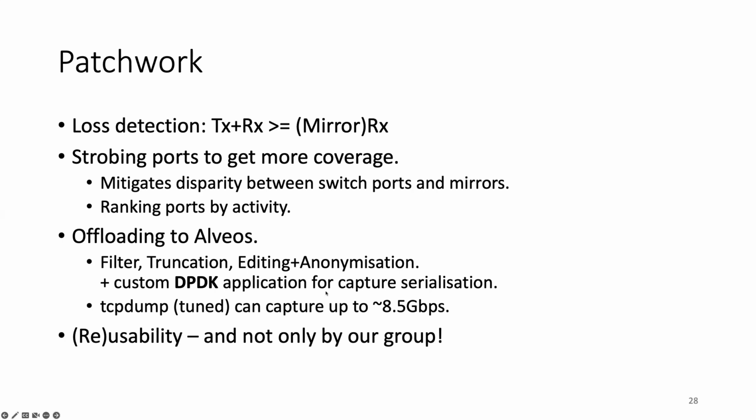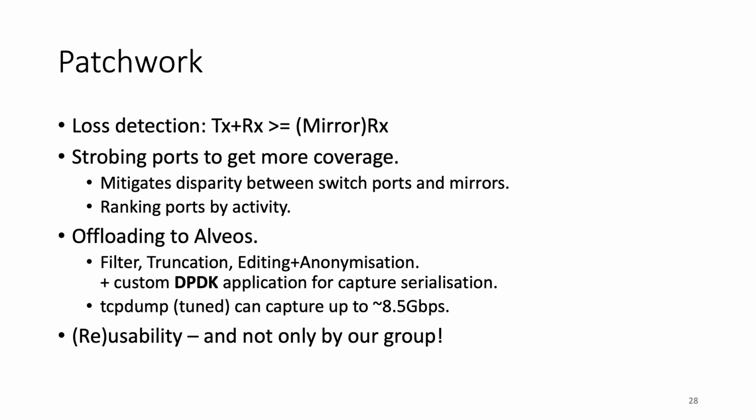So instead, what we do is we offload this to the FPGA to do filtering, truncation, and any editing of the packets, such as anonymization of addresses and so forth. Then there is a custom DPDK application running on the host that receives the truncated traffic from the Alveo and serializes it, but also has to do some load balancing, because while with DPDK we successfully bypass the kernel in one direction, in order to write the file, currently we still have to go to the kernel.